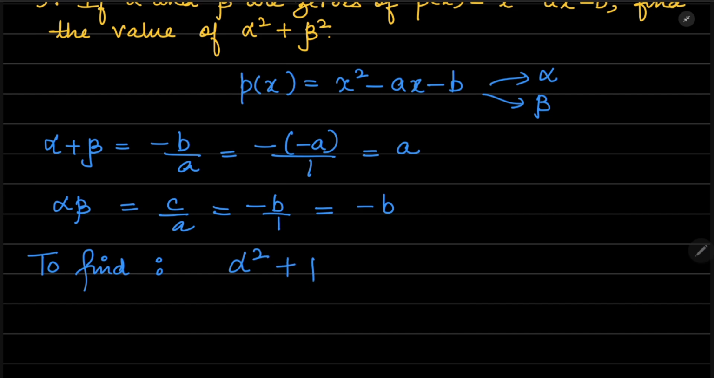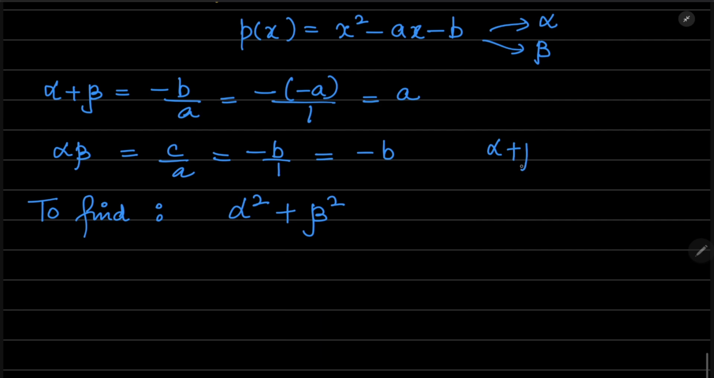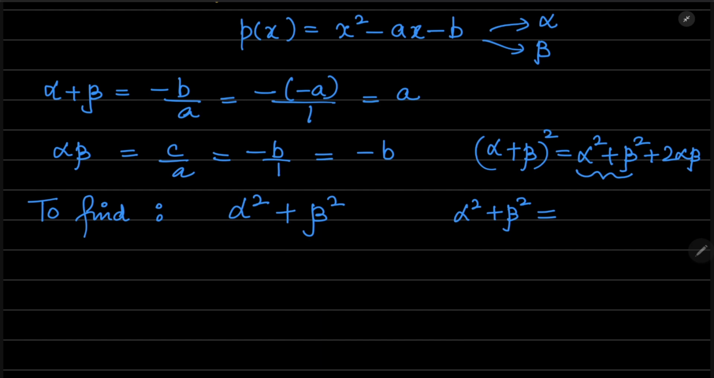You have to find alpha square plus beta square. How will you find out? You should know a formula which is alpha plus beta the whole square, that is a plus b the whole square, is equal to a square plus b square plus 2ab, right? So what will be the value of alpha square plus beta square? This will be equal to alpha plus beta the whole square minus 2 alpha beta.